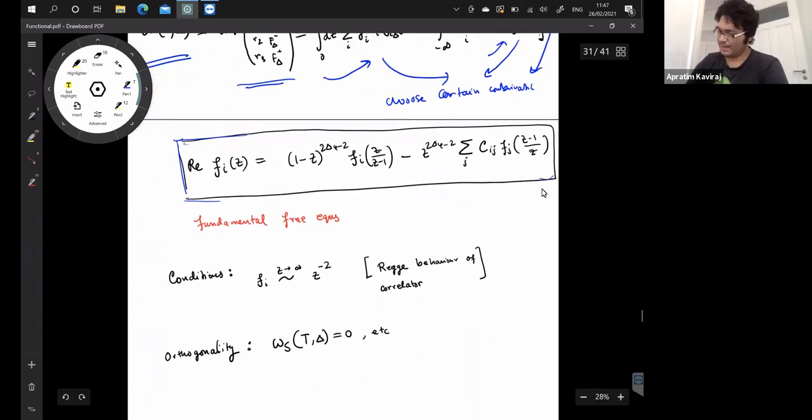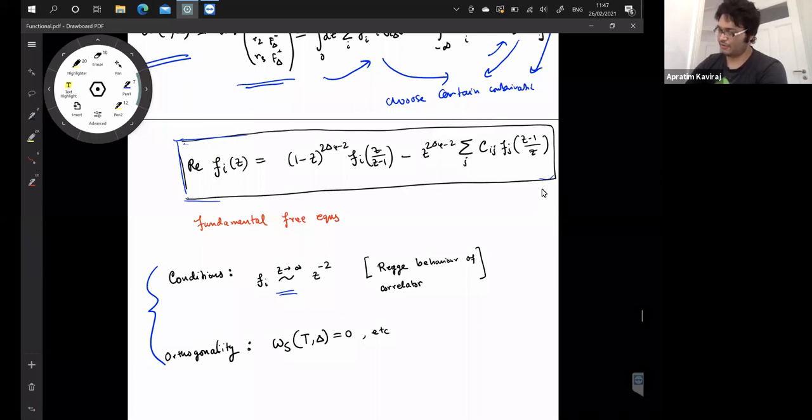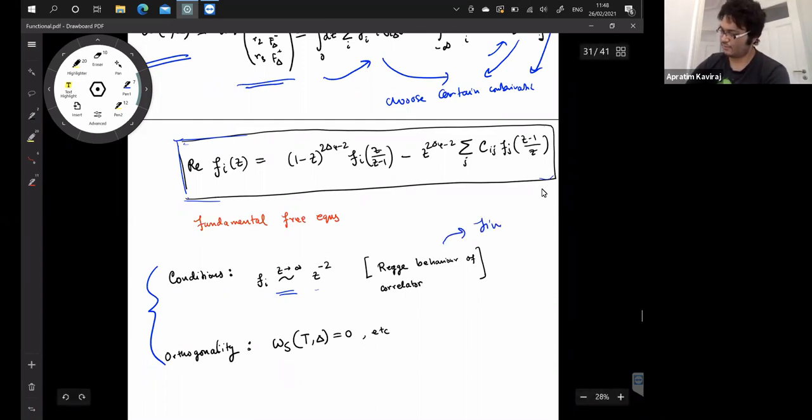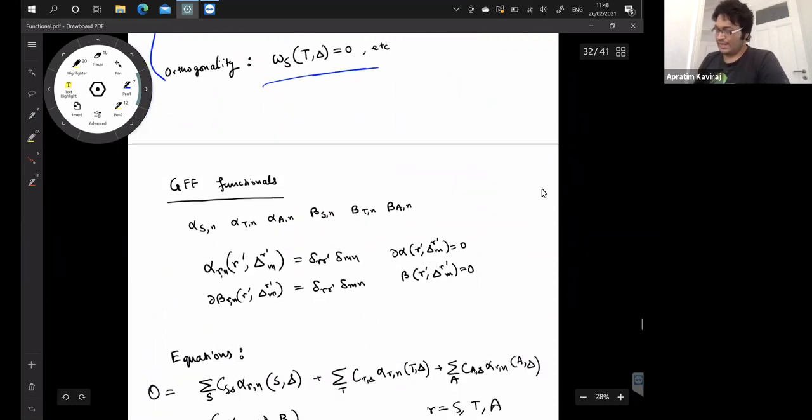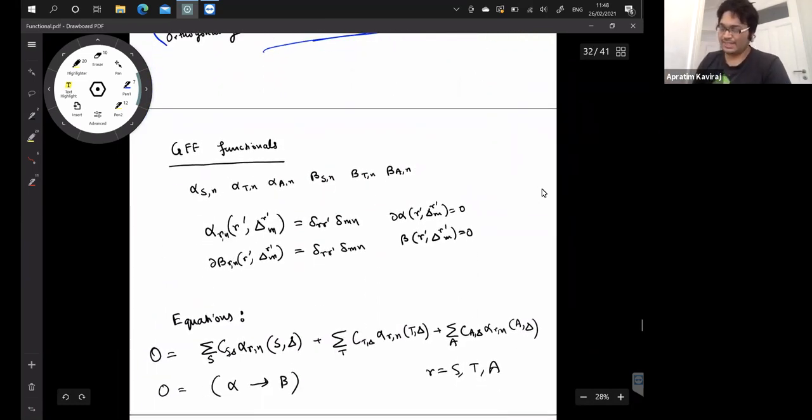And further, they must satisfy some conditions, like a certain fall off as z goes to infinity. So it must fall off as z to the -2, which is for finiteness. And also you have to satisfy orthogonality properties, like before. And this basically gives you what you need.